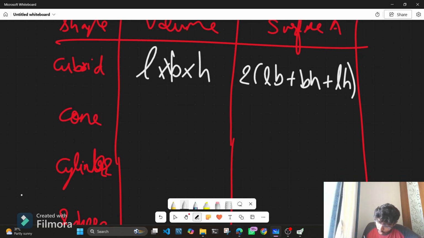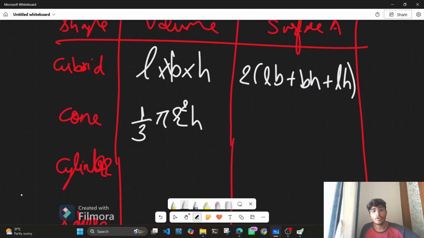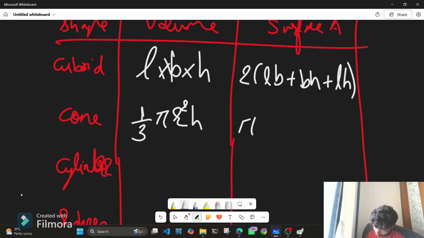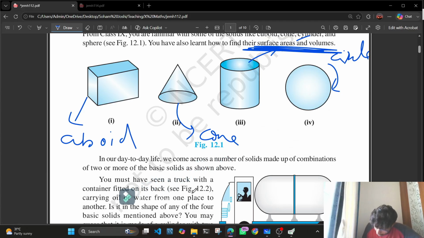Then the volume for a cone is 1 by 3 pi r square h. You know that the value of pi can be taken as 3.14 or 22 by 7. And the surface area for the same is pi r L plus pi r square. Here r refers to the radius of the cone, that is the radius of this circle.